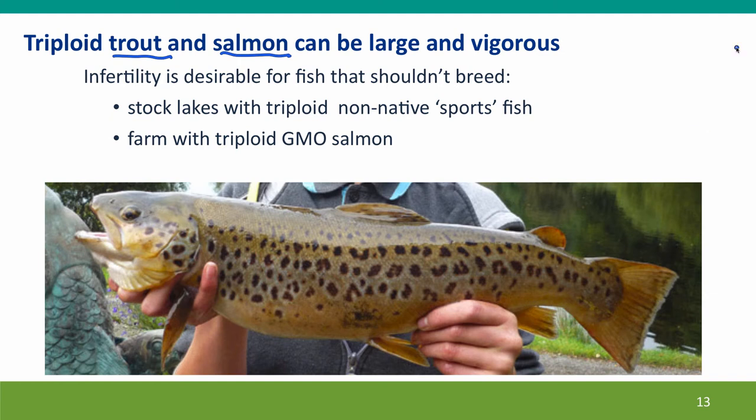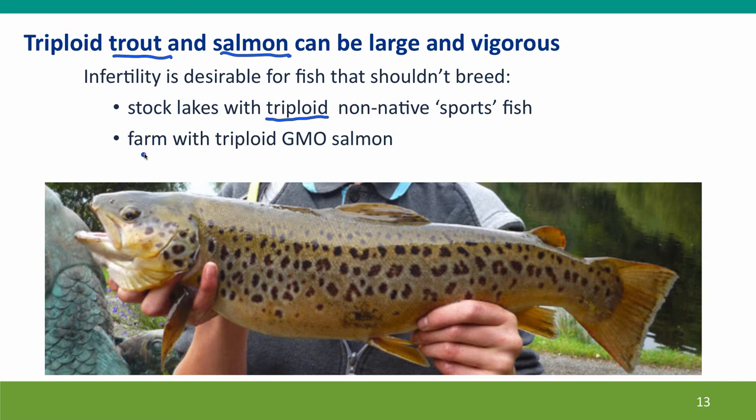This infertility that goes with being triploid is an advantage in a couple of situations. One is in lakes where sports fishermen like to come and fish. It's desirable to stock those lakes with nice, sporty, fighting fish, but these may not be native species, and you wouldn't want them to interbreed with native populations or to escape the lakes and take over a watershed. So instead, the lakes are stocked with triploid fish, which provide good sports fishing but can't escape.